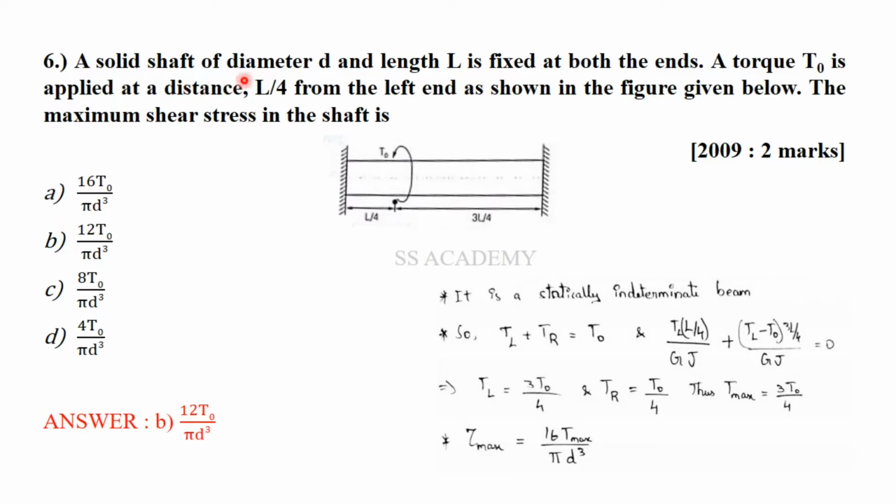A solid shaft of diameter d and length L is fixed at both the ends. So it is a fixed-in beam or a built-in beam or an encastre beam. It can be named in these three ways. A torque T naught is applied at a distance L by 4 from the left end, as shown in the figure given below. The maximum shear stress in the shaft is, they have asked the maximum shear stress in the shaft. In a hurry, we should not just consider T naught, and we know that 16T by pi d cube is the maximum, so you should not select A. This is where they catch you.